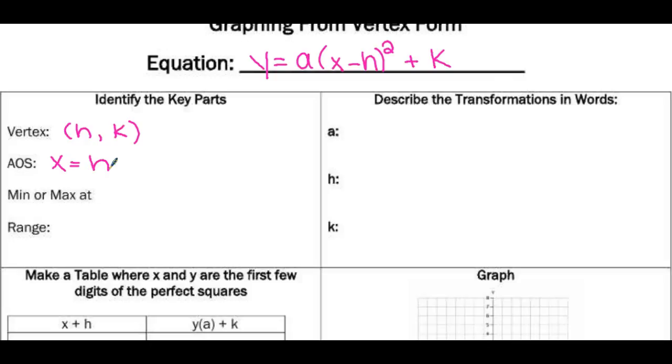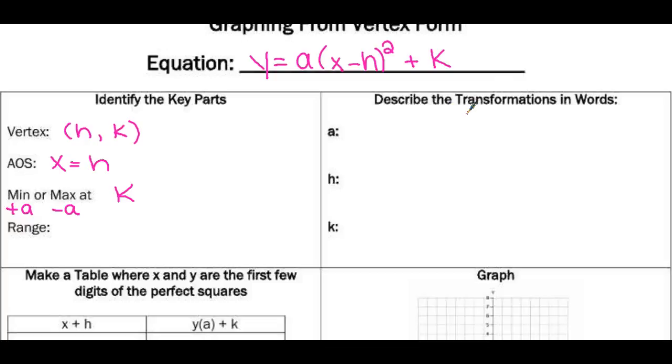You can determine if your graph will have a min or a max depending on the a value. So if a is positive, a positive a will be a min. So what I did is I just wrote plus a below min. If you have a negative a, then you'll have a max. The max always occurs at what value? K. So whatever the k value is in your function, that will be your max value.